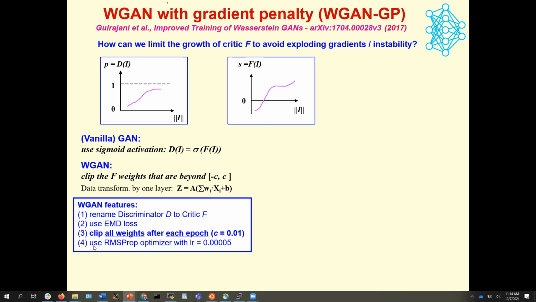Yet another feature of WGAN is that the authors suggest using the RMSprop optimizer for training the model. We will discuss the RMSprop optimizer in the next slide, what this optimizer is doing.